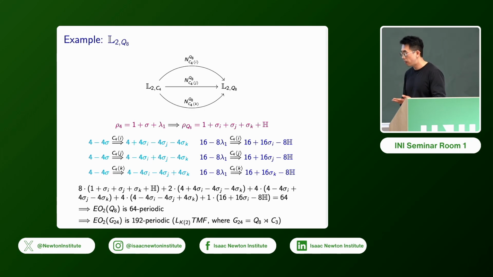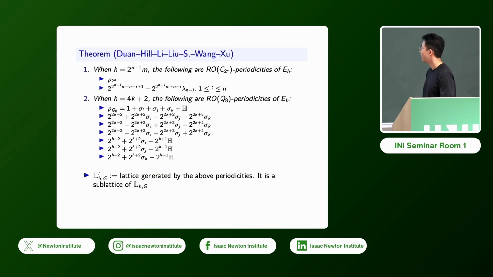If that one looks a little unfamiliar to you, let me just multiply it by 3. So I get EO2G24 is 192 periodic. And that's the periodicity for the K2-local TMF. That's what EO2G24 is. Okay, so this is a proof by example of how this method works.